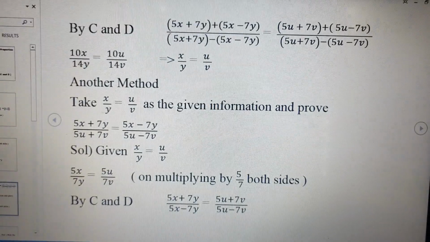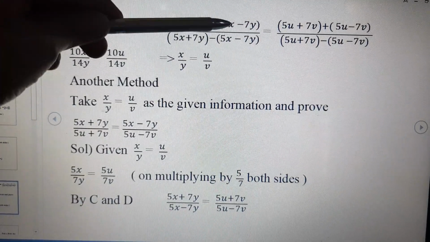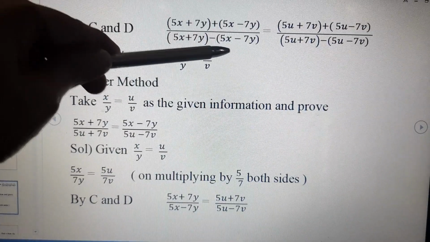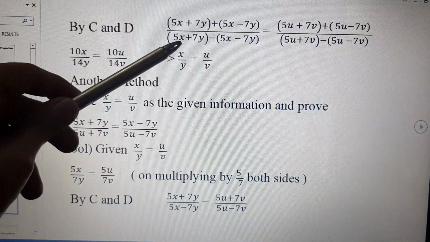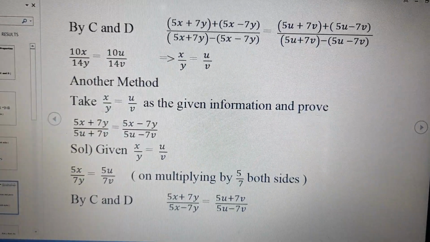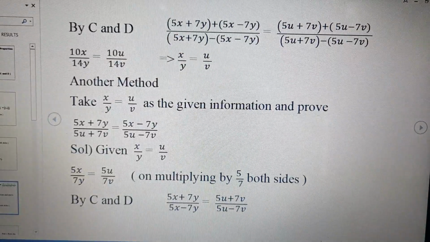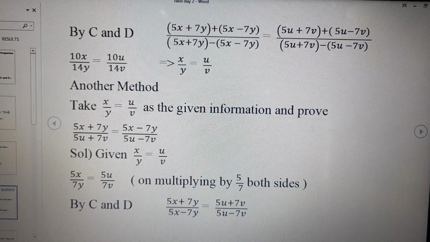If we open the bracket, then plus 7y minus 7y will be cancelled. We'll have 10x over here. Clear? If we open the bracket, minus 5x and plus 5x will be cancelled. 7y will be added, becomes 14y. Likewise, we'll solve here also. So we'll get 10u upon 14v.